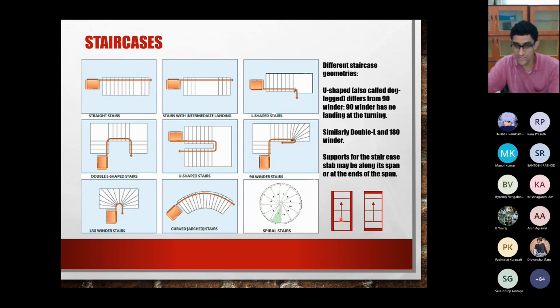If this is the direction of your movement up, and the staircase is supported on the edges, this is one case. The other case is you start here and go up, and the staircase slab is supported on the bottom and top. So is it supported parallel to the direction of climbing, or is it supported on the two edges at the ends of the climbing direction? These two cases decide what type of design you're going to do for a staircase slab.